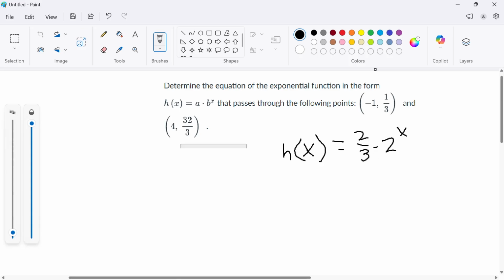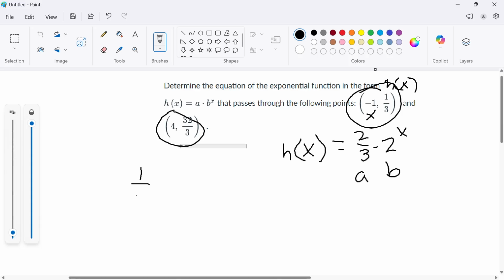So what does it ask for? Determine the equation. So this is a, and b is 2. A is 2/3, b is 2. How would I calculate that without a calculator? Well, I can just plug these values into the equation and then solve that system. So this is h of x, and then this is x.